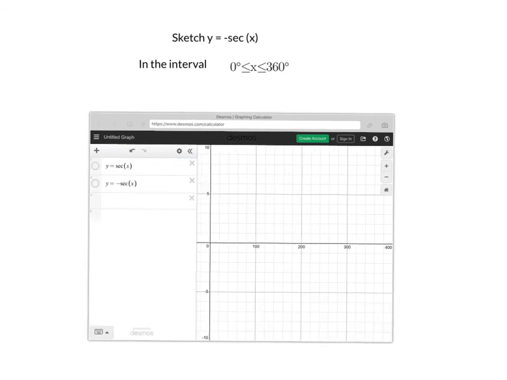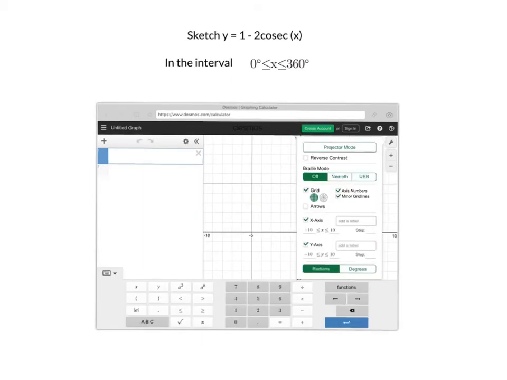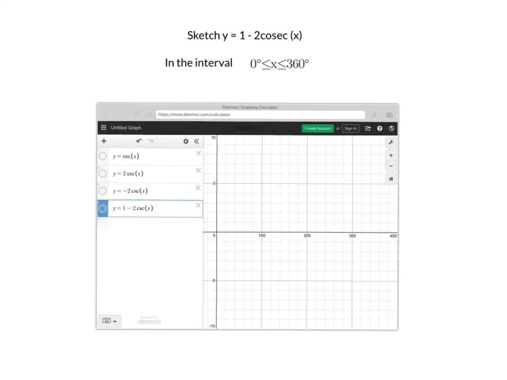Okay, next problem. Y equals sec x is there. What about y equals negative sec x? Well, negative of the whole function, negative f of x, is a reflection in the x-axis. There you go. So if we get rid of the red one, we're just left with y equals negative sec x. So if you can draw sec x between 0 and 360, you can just then draw a reflection of that in the x-axis.